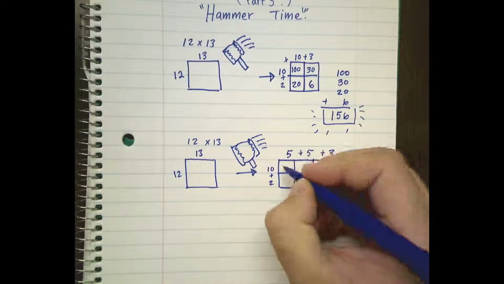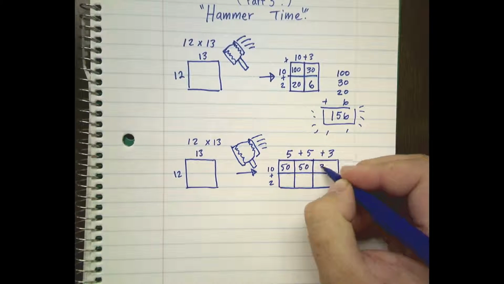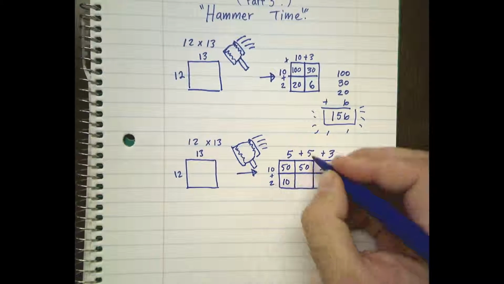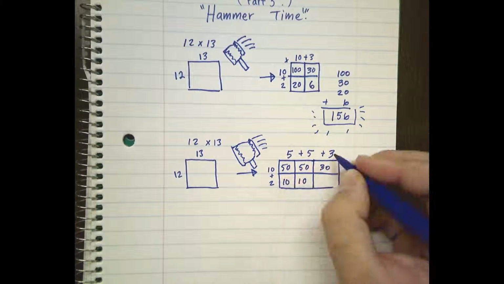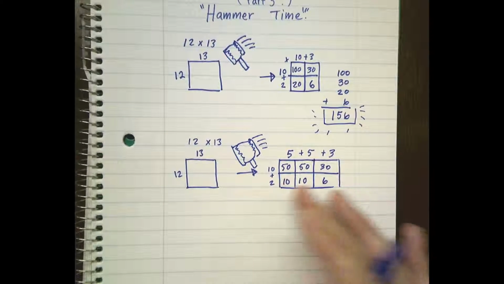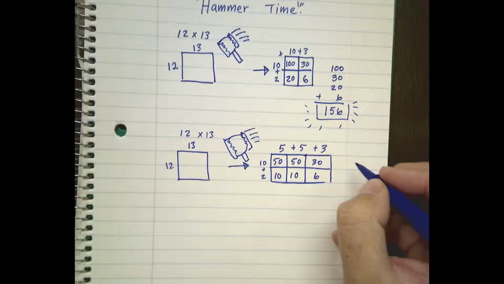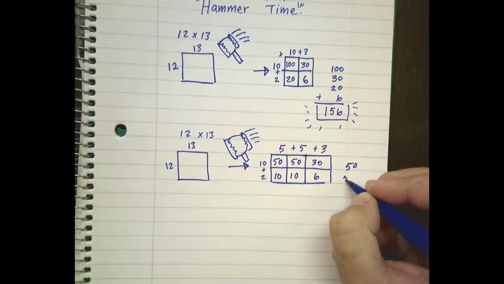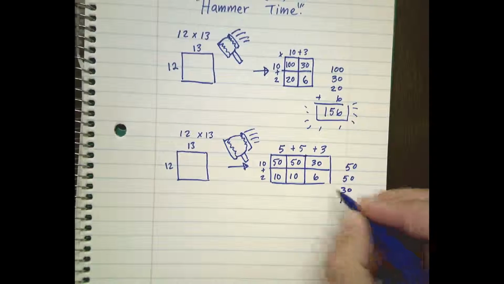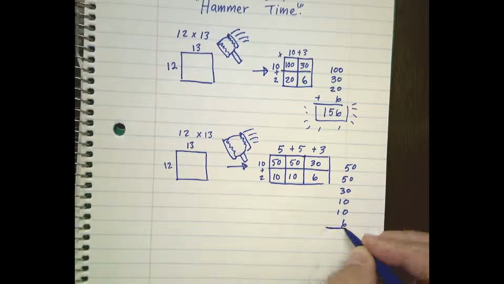So 10 times 5, well, that is 50. I know that this one is going to be 50, and 10 times 3 is 30. And now I have 2, so 2 times 5 is 10, and 2 times 5 is 10, and 2 times 3 is going to be 6. And so now I can add these numbers up, and we'll see if we get 156. We should. So let's try it here. So I have 50 plus 50, plus 30, plus 10, plus another 10, and then plus 6. And we'll see what happens here.